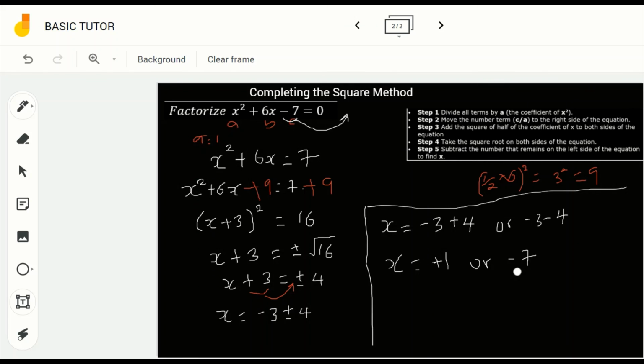Now the reason why we have two answers is also because the highest power of x is 2, so we have to have two values as our final answer. So this is how we use the completing the square method to solve a quadratic equation. Thank you.